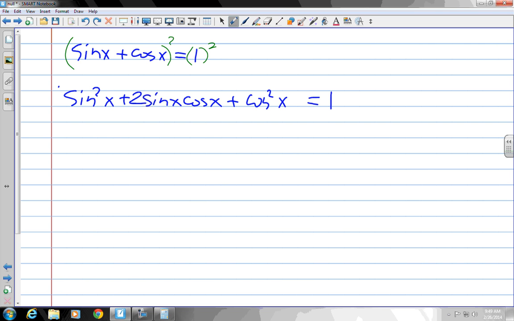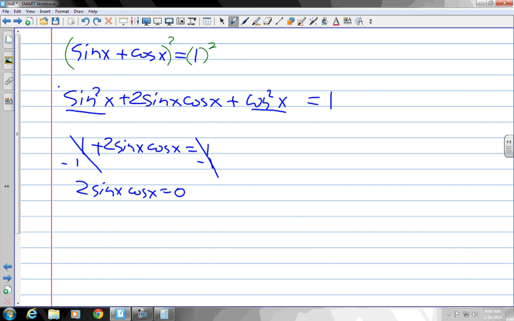So I squared the left, I squared the right. Now I have sine squared plus cosine squared on the left. What does that equal to? Right? We have sine squared plus cosine squared. That equals 1 plus 2 sine x cosine x equals 1. So 1's going to cancel, right? Minus 1 minus 1. So we have 2 sine x cosine x equals 0.